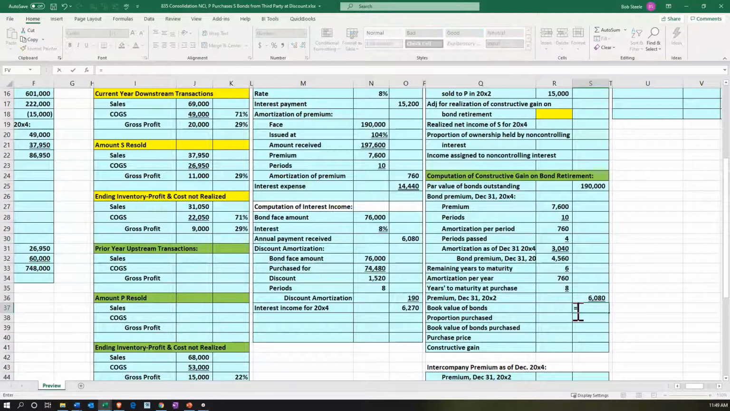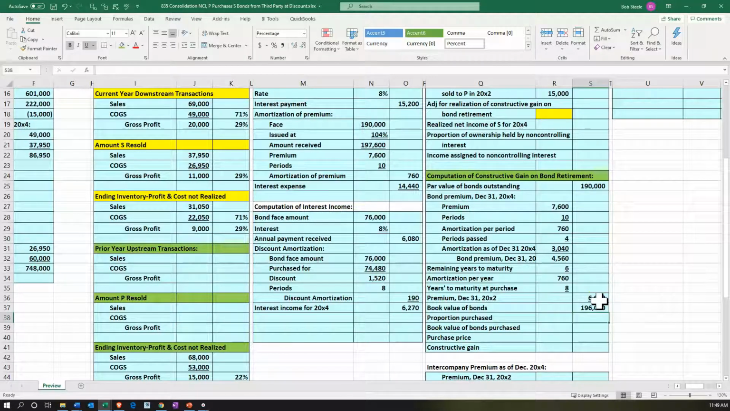And that means that the book value is going to be the original 190 plus the 6,080 as of the point in time that P purchased bonds from the third party. So now we want to consider, okay, what's the proportion? Because this is the total bonds, all the bonds, the 190 face amount, par value. What's the proportion of bonds that were purchased by P from a third party?